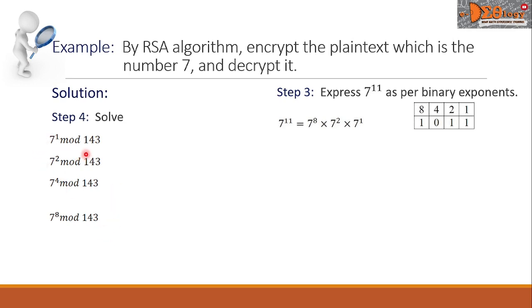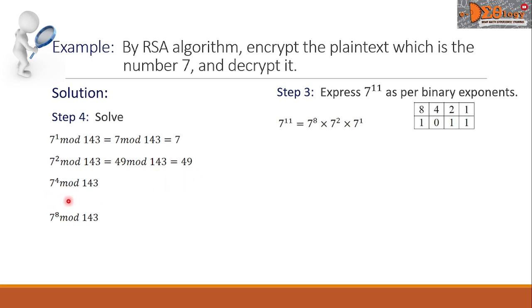7 raised to 1 mod 143, 7 squared mod 143, 7 raised to 4 mod 143, 7 raised to 8 mod 143. Let's begin with the 7 raised to 1 mod 143. This is the same with 7 mod 143, which is also equal to 7. Now for the second moduli. 7 squared becomes 49 mod 143, and we simplify this into 49.